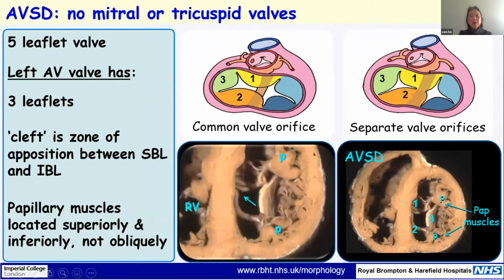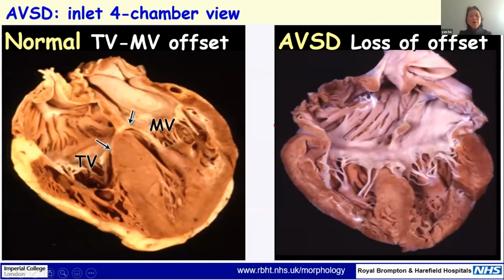And furthermore, we have the so-called cleft, which is actually a zone of apposition between superior and inferior bridging leaflets. And of course, in your 4-chamber cut, it's quite obvious that versus the normal, we have lost the offsetting arrangement between mitral and tricuspid valves. Instead, we tend to have a hole in the middle of the heart.